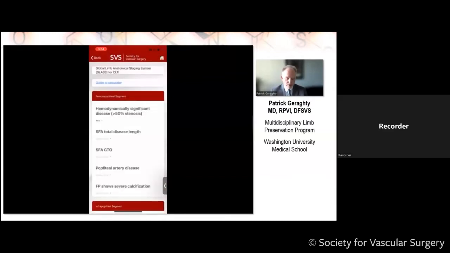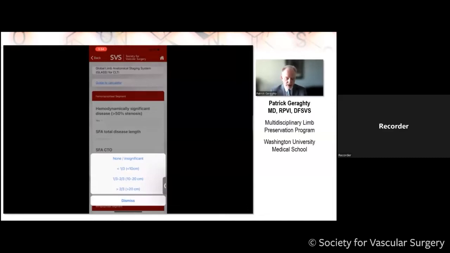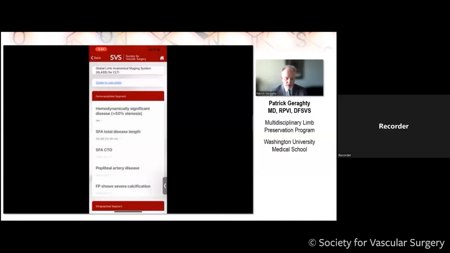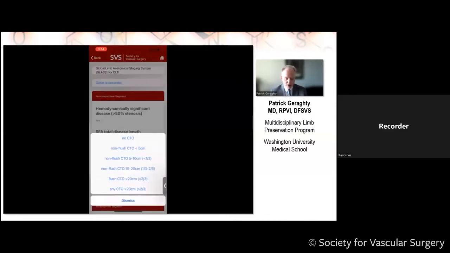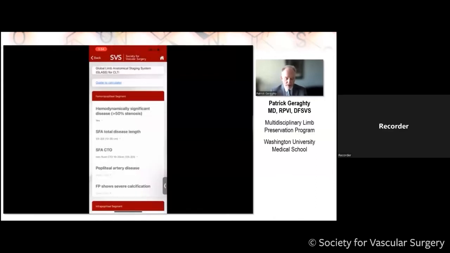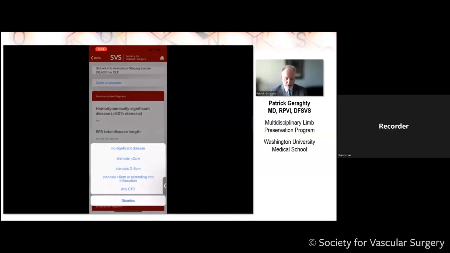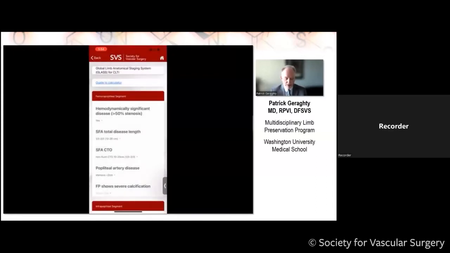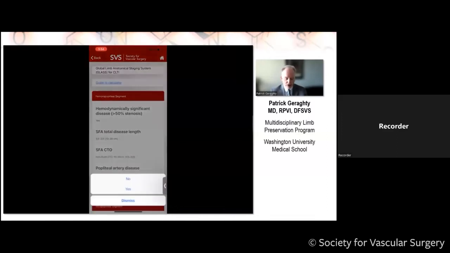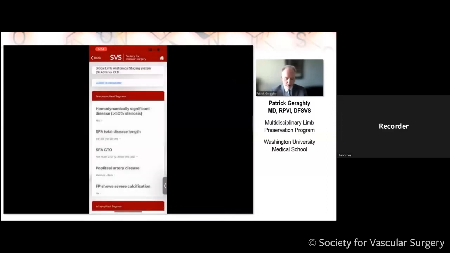there is certainly a greater than 50% stenosis. The total disease length is 10 to 20 centimeters. There is a non-flush CTO of 10 to 20 centimeters present. Popliteal artery disease, I'm going to mark as stenosis less than 2 centimeters. Is there severe calcification? No.